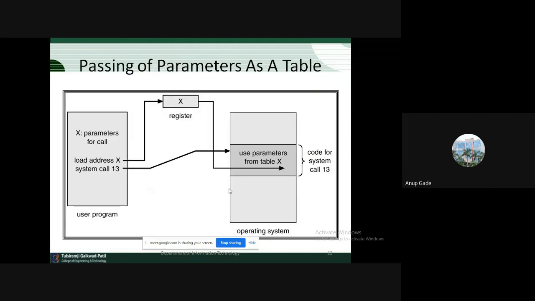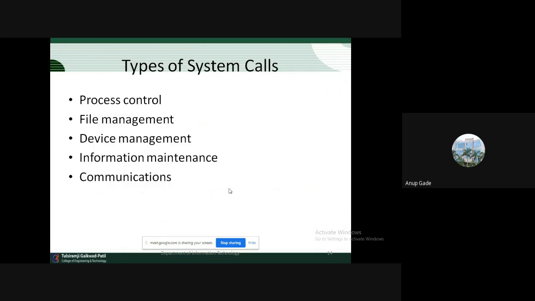Now let us see a diagram of passing parameters as a table. Let's say here parameter x indicates the parameters of a call. We load the address of x and send this address into the register, and finally the value of the register is shared with the memory, so that whenever memory would like to access x, it first reads the details from the register, and from the register it reaches that particular location and the data can be accessed. So this is how parameters are passed as a table.